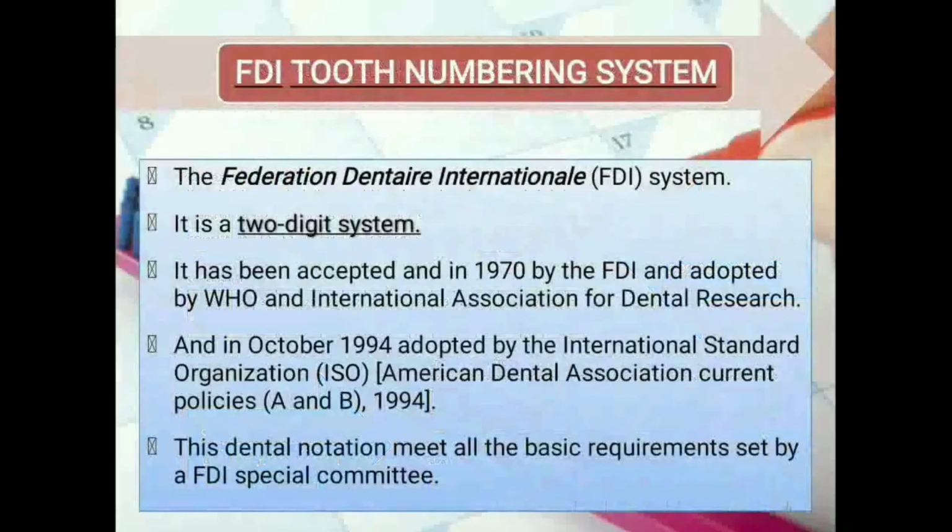Coming to the next tooth numbering system, that is the FDI tooth numbering system, which stands for Federation Dentaire Internationale. It is a 2-digit system. It was originally proposed by Dr. Joachim Viohl in the year 1970, and except the United States, it is used all around the world.